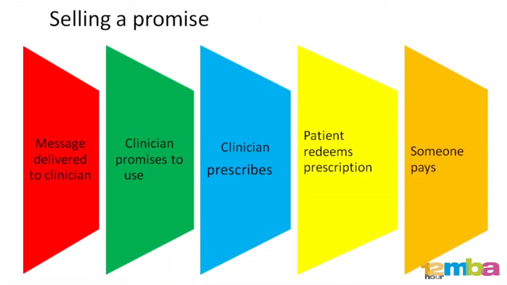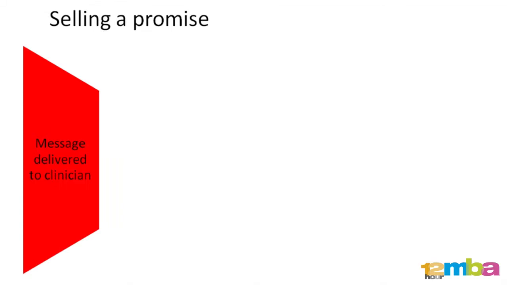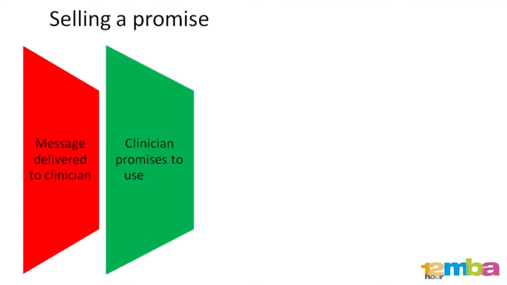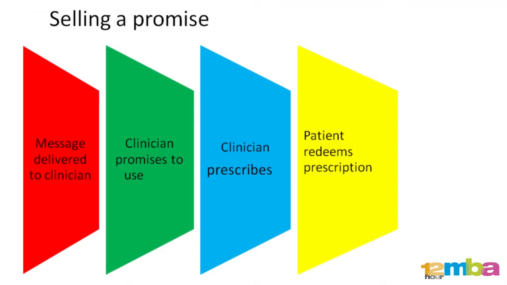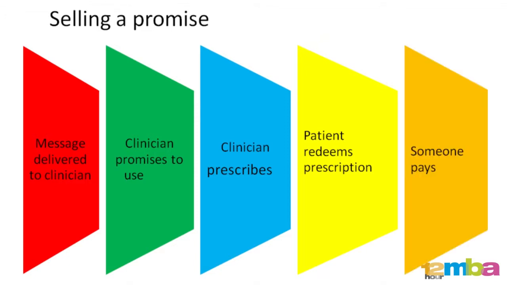So what does that look like? Well, this graphic indicates the process whereby we deliver the message to the clinician very often. The clinician promises ideally to use the product. The clinician then prescribes the product at the appropriate time when he or she meets the patient. The patient takes the prescription off to the pharmacy. The pharmacist dispenses the prescription and the drug, and someone pays for the product.